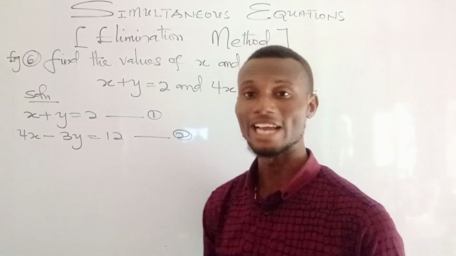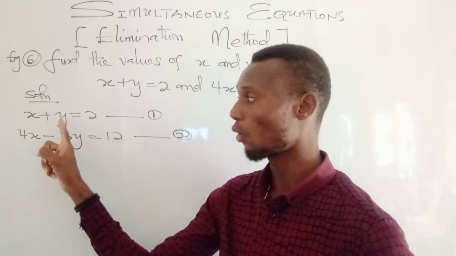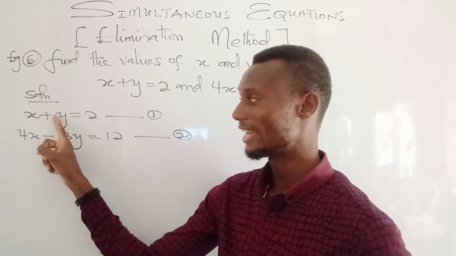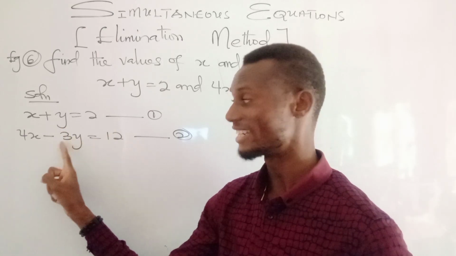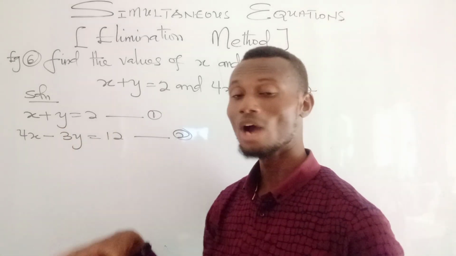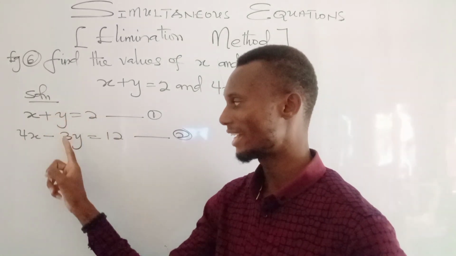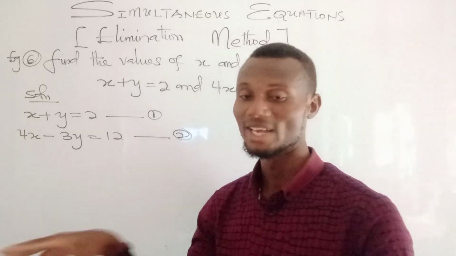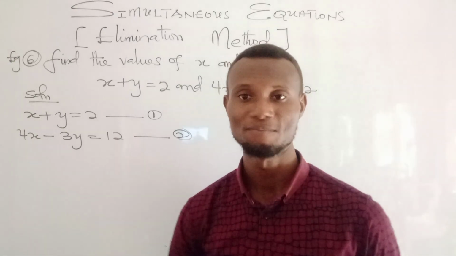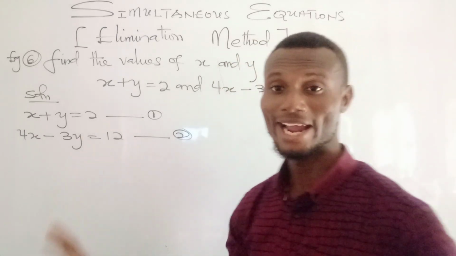If I want to eliminate y, it's the same process. You can see that the coefficient of y here is positive 1 and the coefficient of y here is negative 3. So you have to make sure the coefficients of y in both equations are the same before you can go through the elimination method. I hope the explanation is clear enough up to this point. Let's go ahead and do it together.